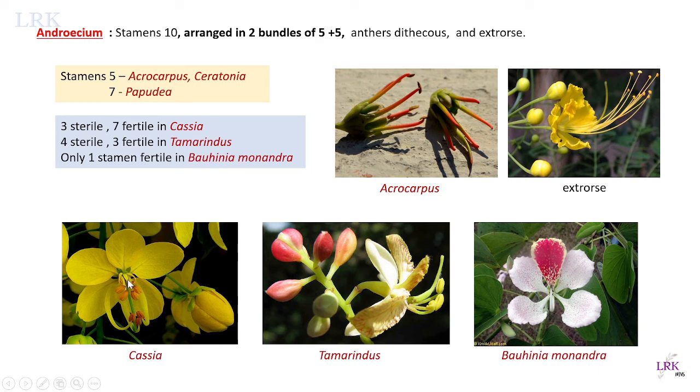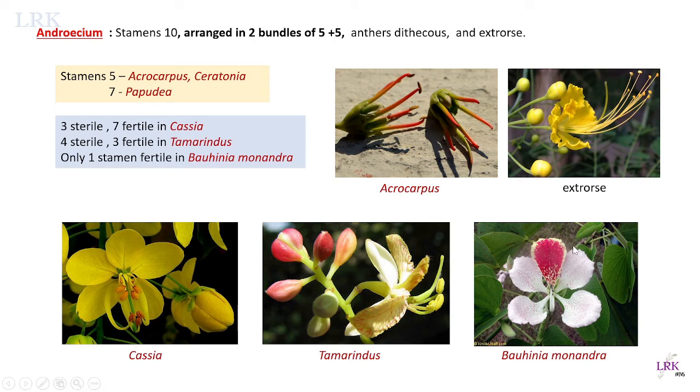You can see here three very small stamens are present and they are sterile. The longer stamens, which are clearly visible here, are fertile. So 3 sterile and 7 fertile in Acacia. And in Tamarindus we have 4 sterile and 3 fertile stamens.